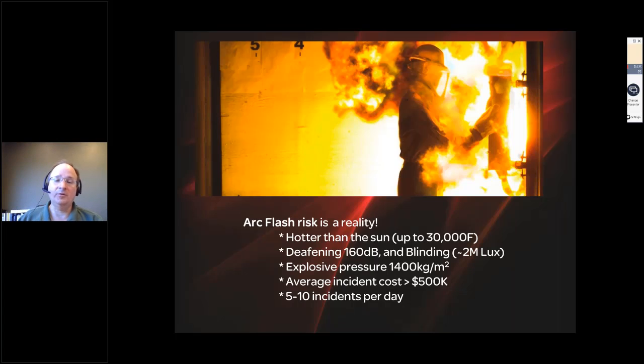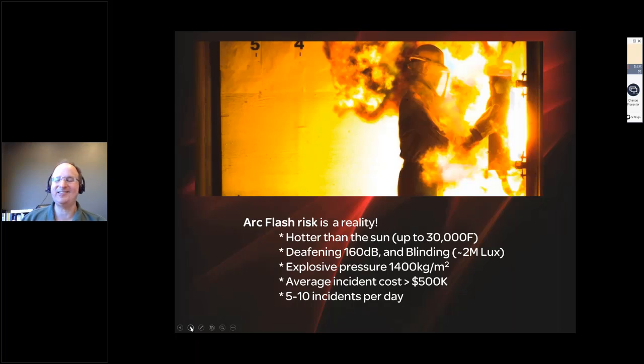So briefly here, arc flash is 3 times as hot as the surface of the sun. It's deafening, over 2 million lux of light. If you look directly at it, it'll score the cornea of your eye. The explosive pressure is sufficient to knock you off a ladder, blow you back from the equipment, and cause physical damage to you.